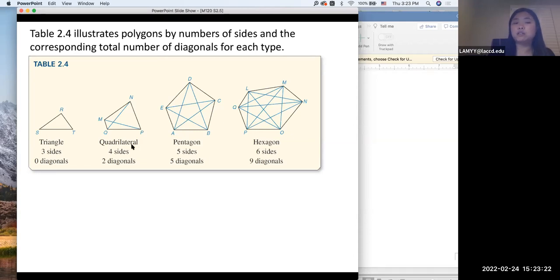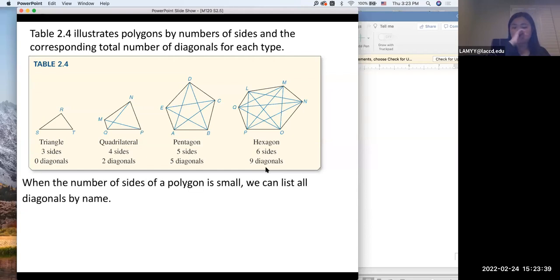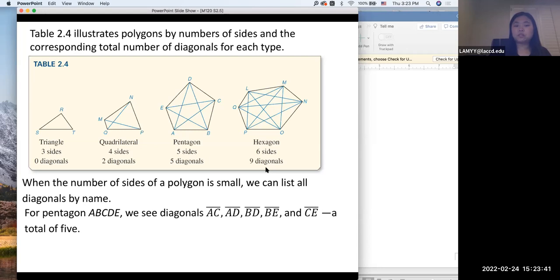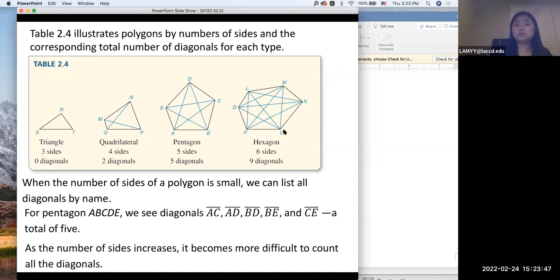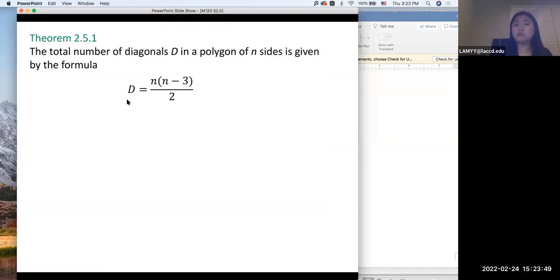But for the quadrilateral here, we do have 2 diagonals. Pentagon, we have 5 sides, and we also have 5 diagonals. Okay, hexagon, we have 6 sides, and we have 9 diagonals. But sometimes it is really hard to find out how many diagonals we have. So we will have the formula here.